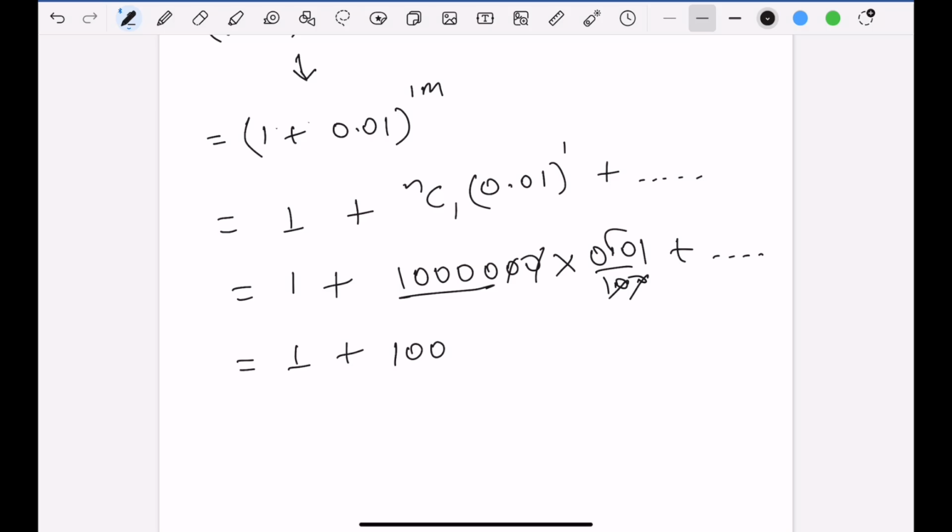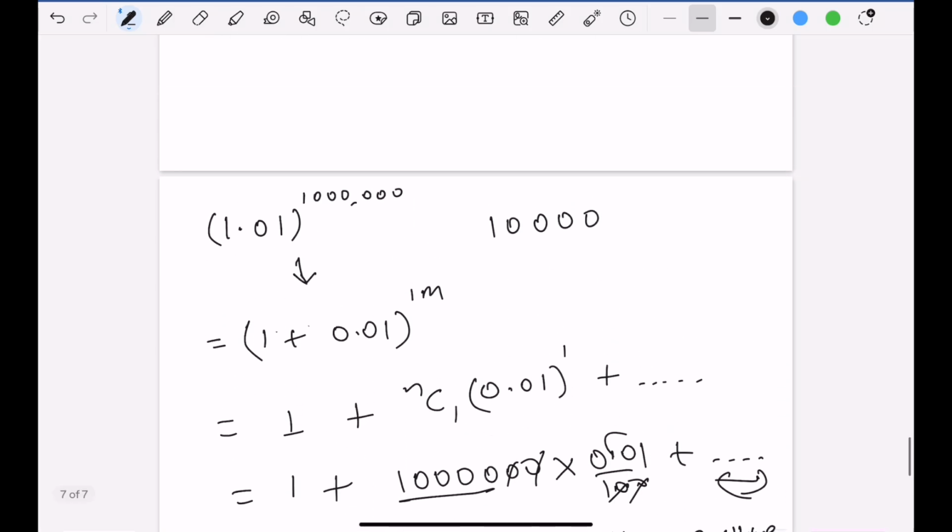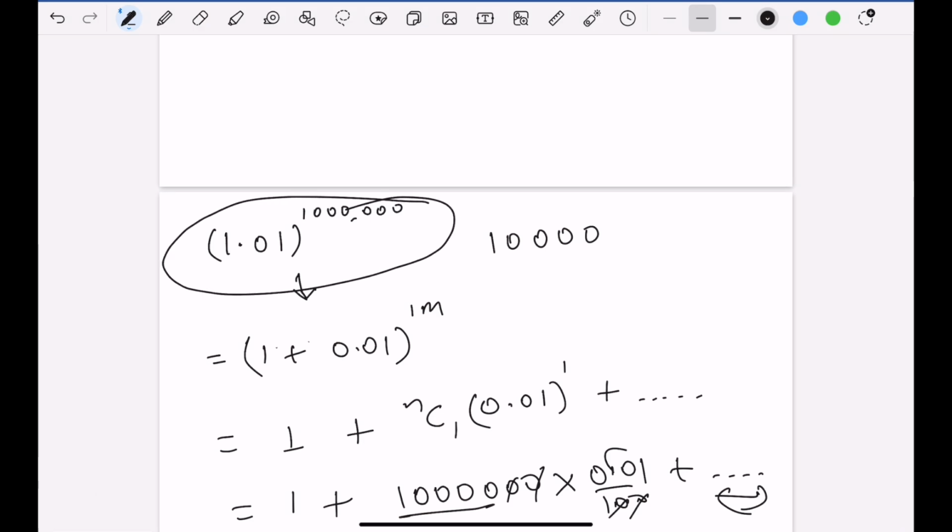10,000 plus other terms, since all the other terms will be positive terms. So we can see we have 10,000 plus 1 plus other positive terms. So this whole thing is greater than or equal to 10,000. That means this one is greater than 10,000.